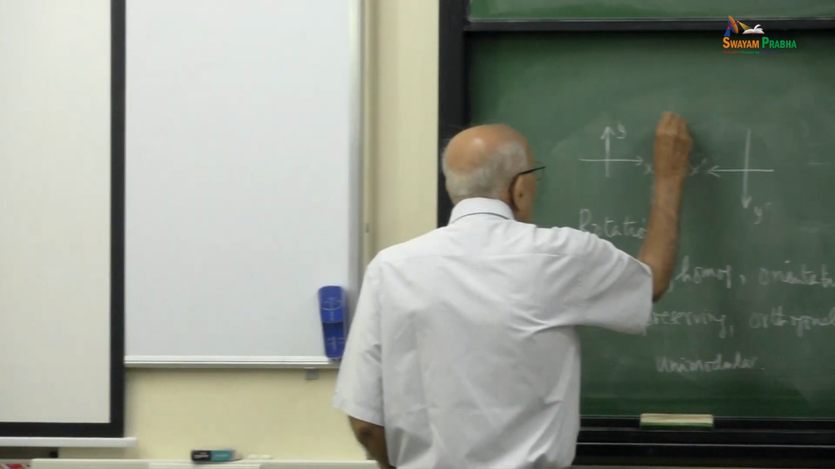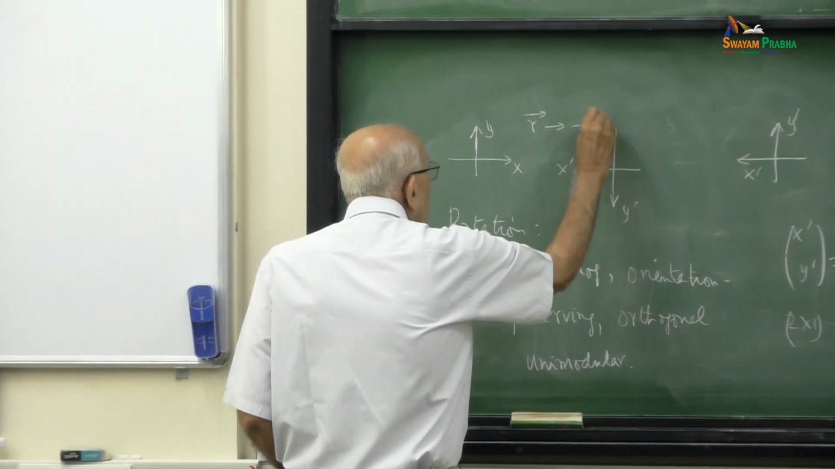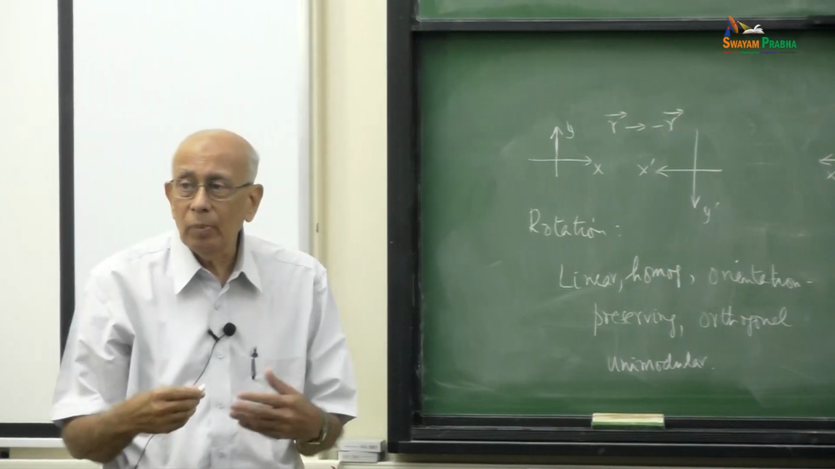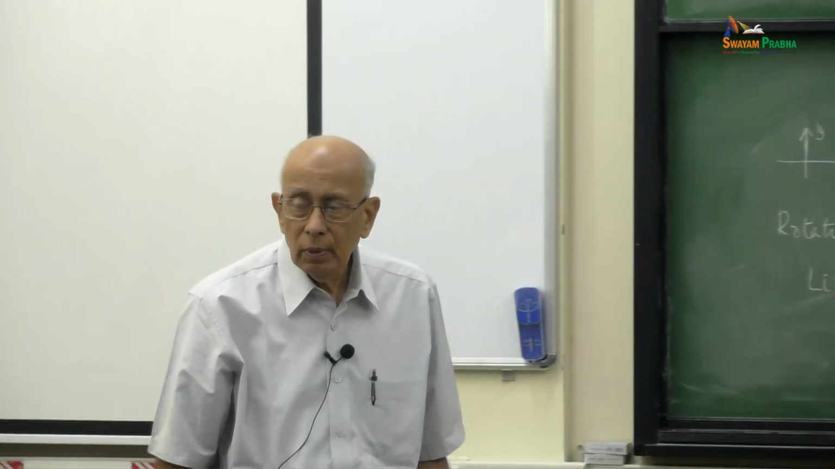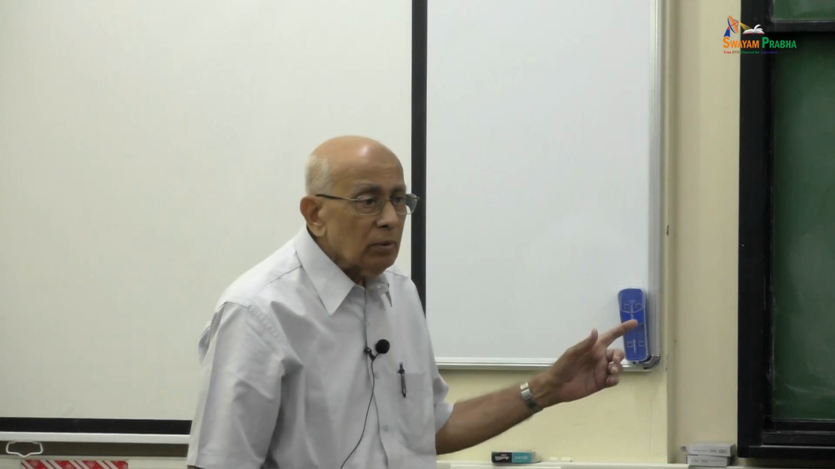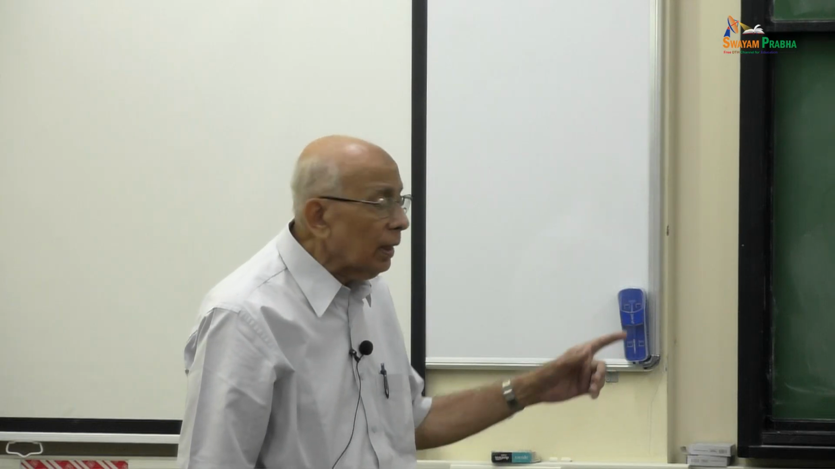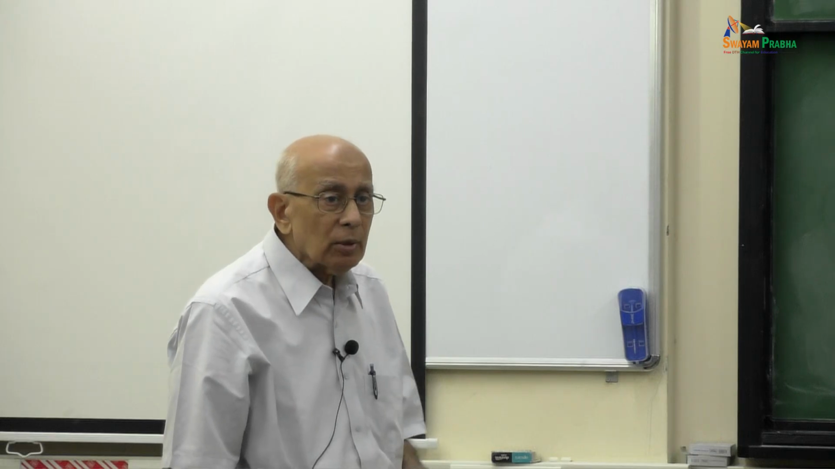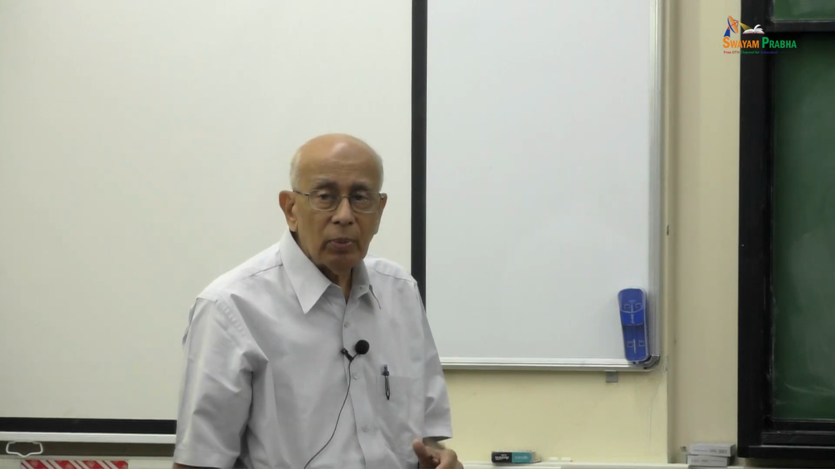That's called parity. All I've done is to take a vector r and replace it by -r. I've changed the signs of all the components of this vector. Is that a proper transformation or an improper transformation? Written as a matrix, how would that look? If I say x prime is -x, y prime is -y, what's the matrix that I have?